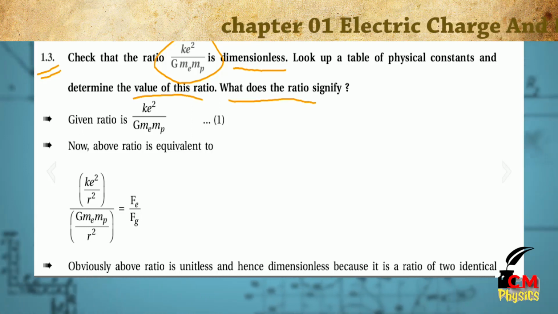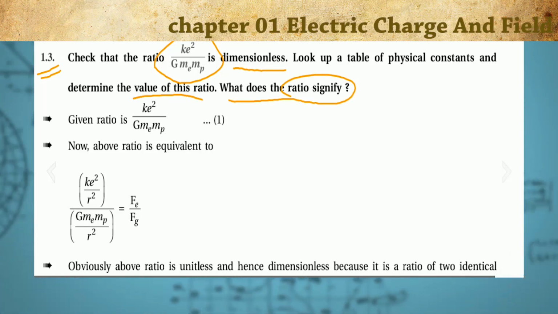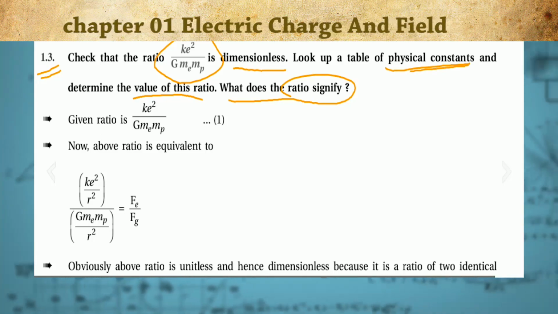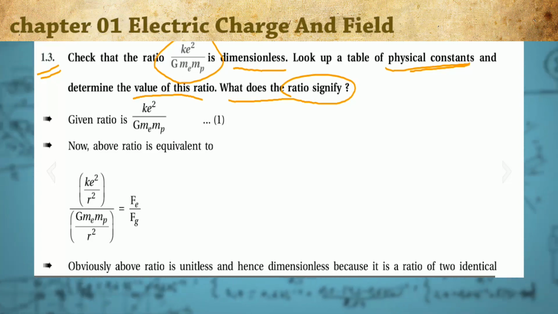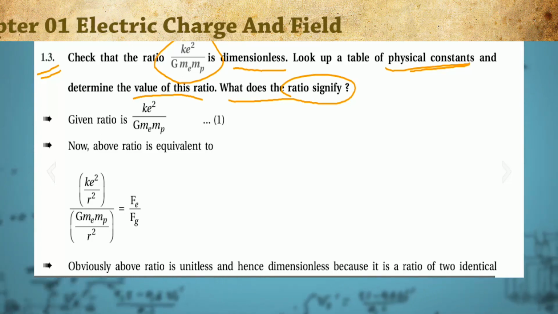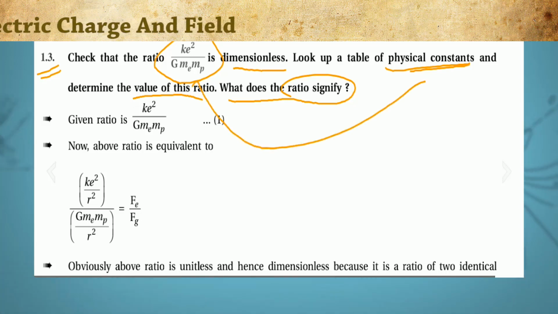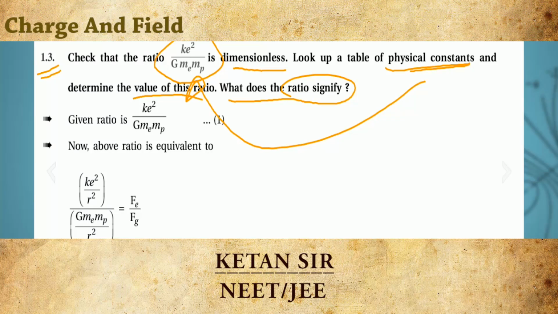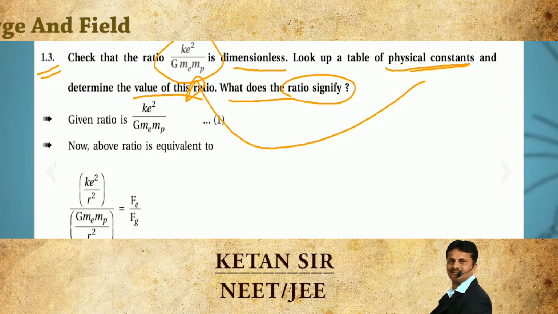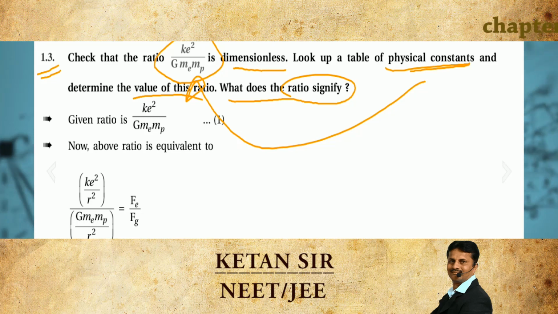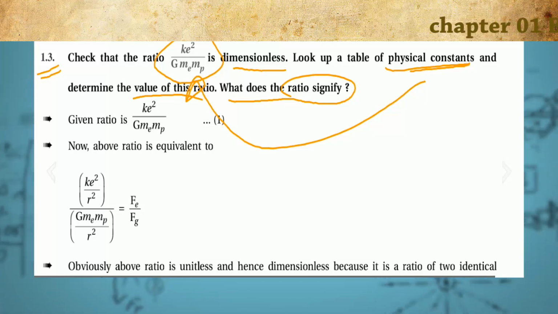What does the ratio signify? Here we have not shown the values of the physical constants, but those values are given inside the question in the textbook. Then put the values of the physical quantities given in the ratio and calculate the value of this ratio. That is the question asked in the NEET examination. I don't know in which year, but this is one kind of question.